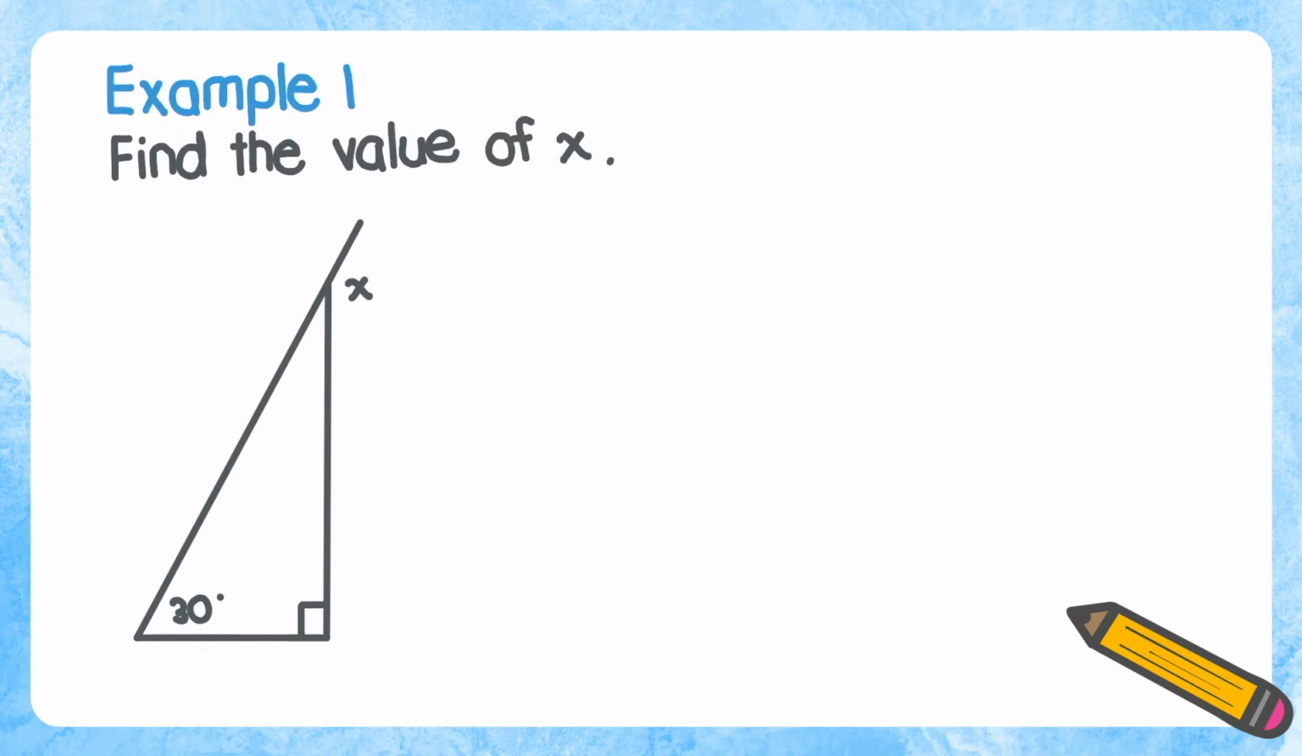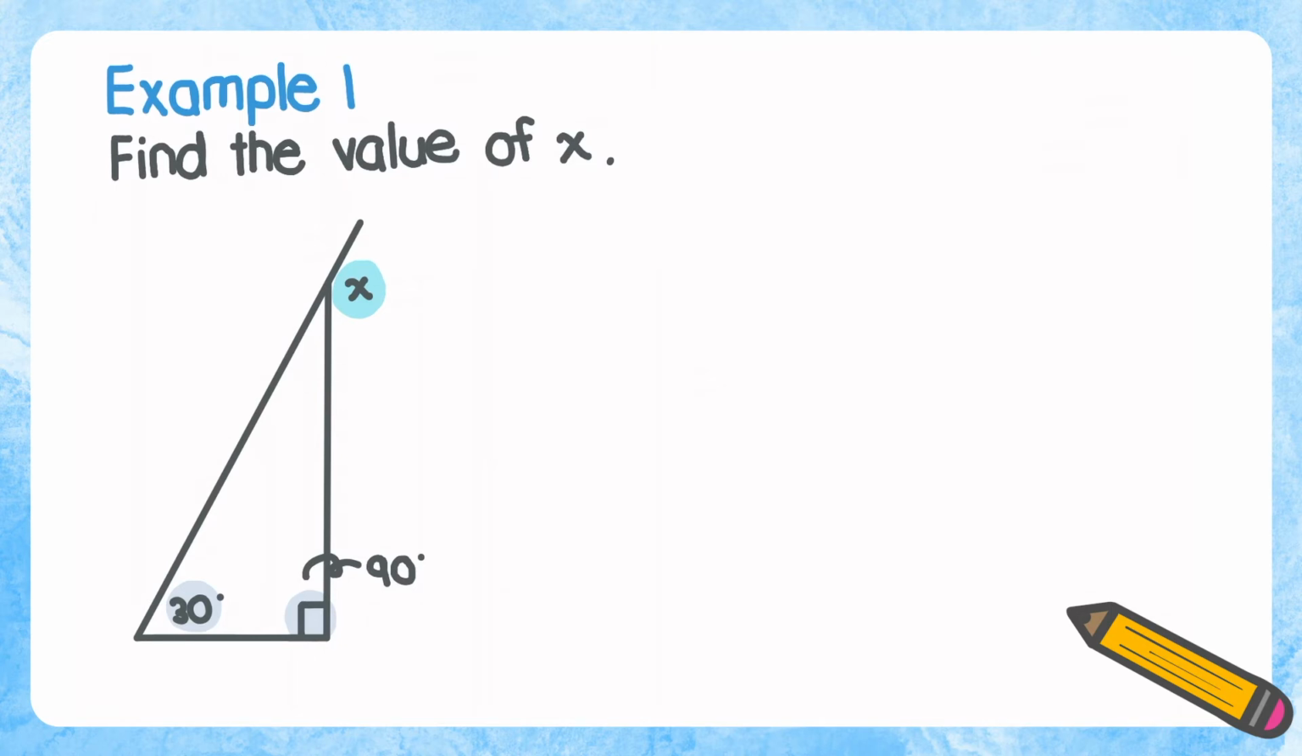Here's our first example. We are going to find the value of x. Notice here that I am given a triangle and one of the sides is extended. X is the measure of our exterior angle. And we have the two remote interior angles, 30 degrees and the right angle. We know that the right angle always measures 90 degrees.